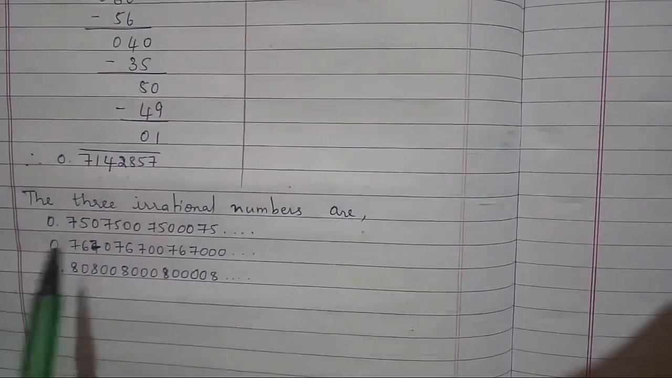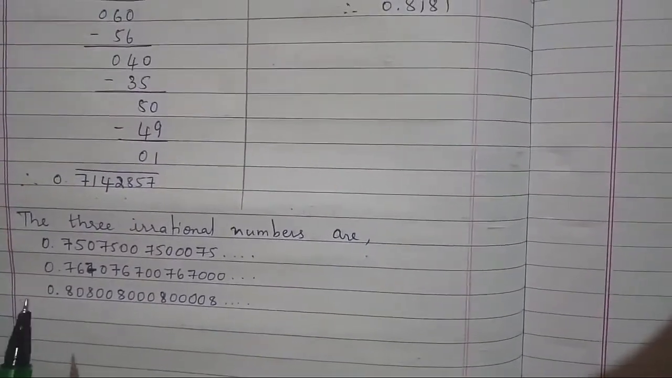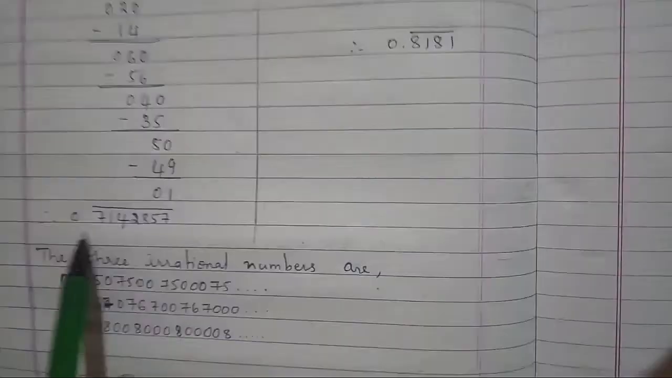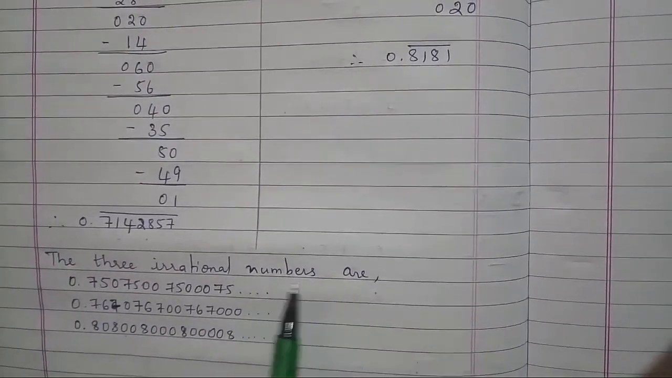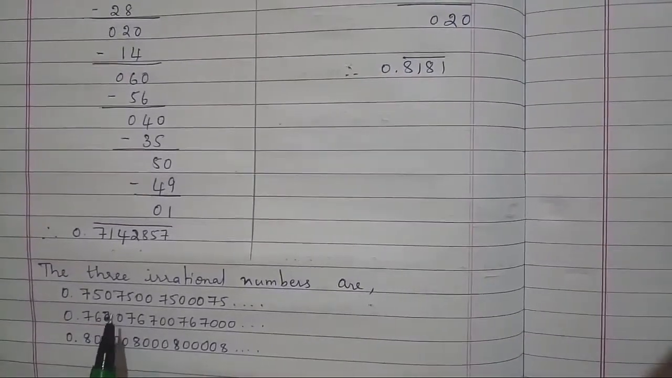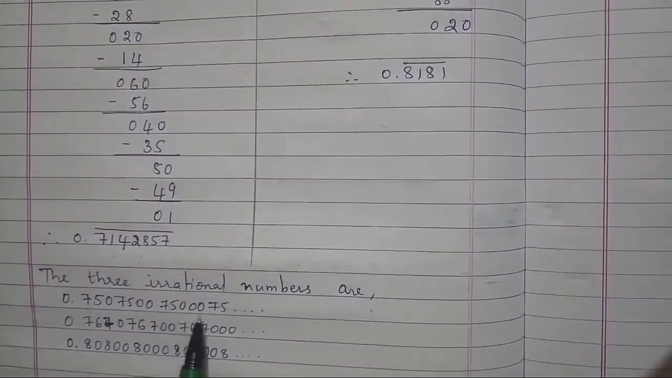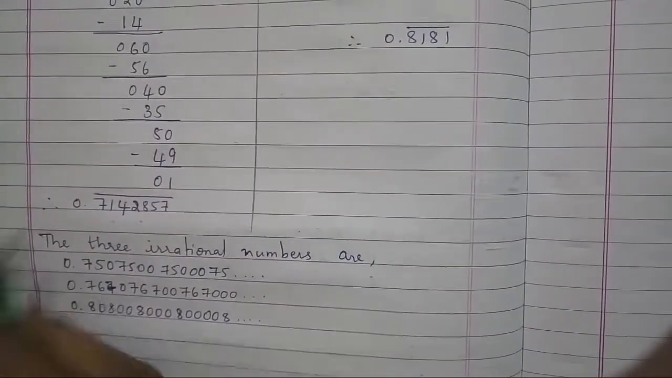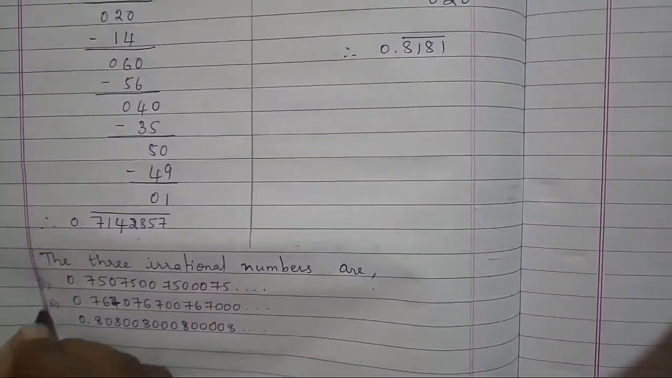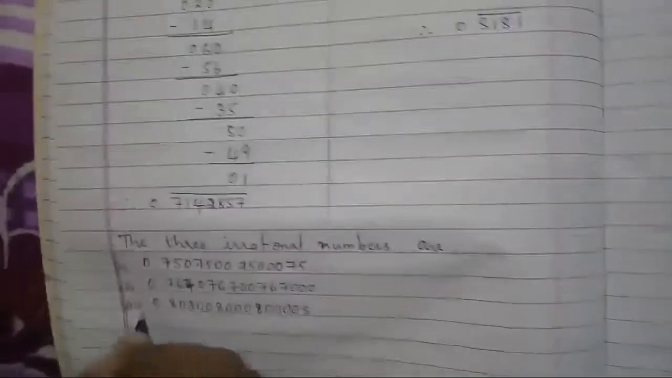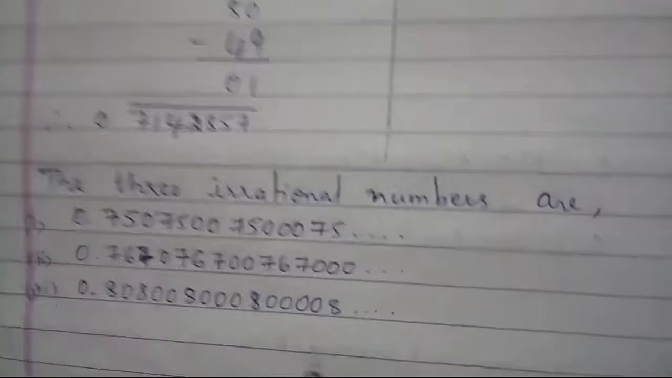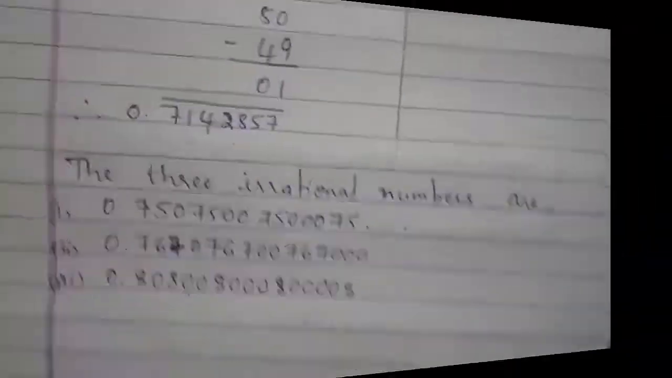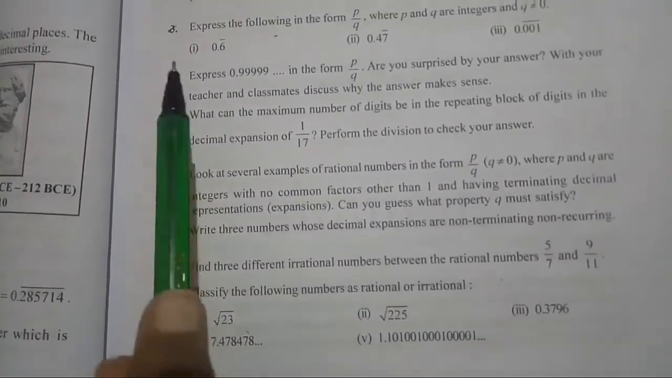You can find an infinite number of irrational numbers between these two decimal numbers. I had taken only 3. The 3 irrational numbers are 0.750, 7500, and so on. Similarly, the first one, second one, and third one. Similarly, 0.08080, 0.08000, and so on. Okay.